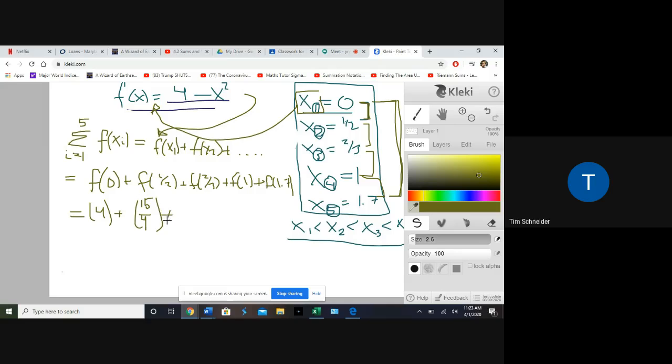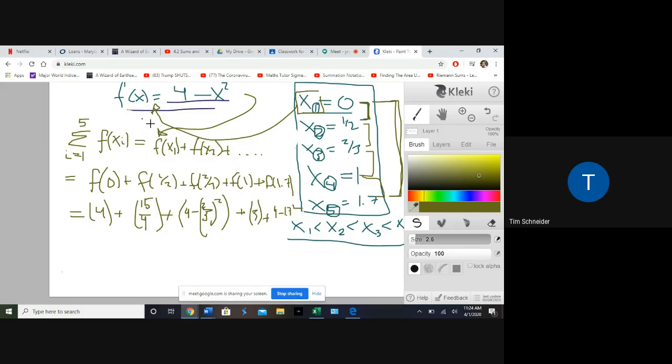For the other ones, I'm actually going to show you what I'm doing. 4 minus 2/3 squared, plus 4 minus 1 squared, which is just 3, plus 4 minus 1.7 squared.